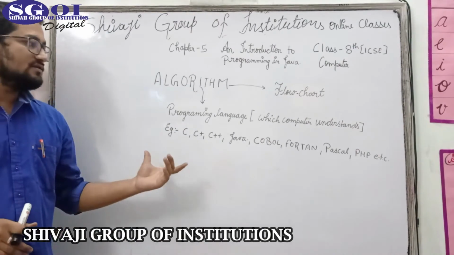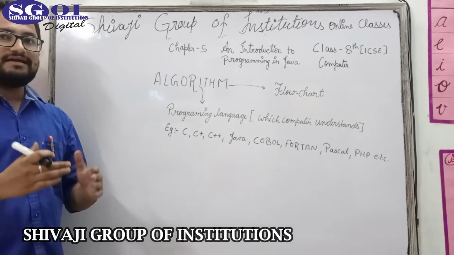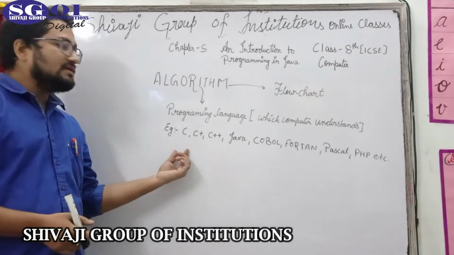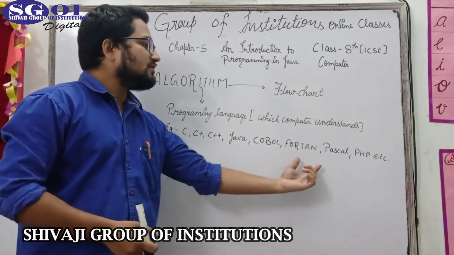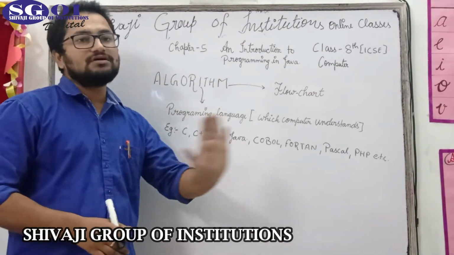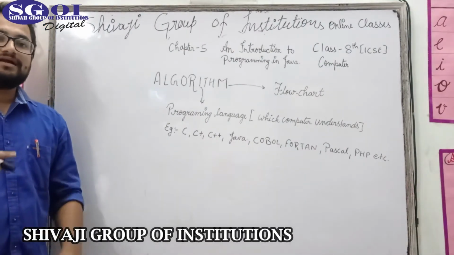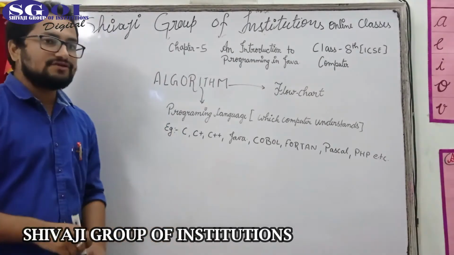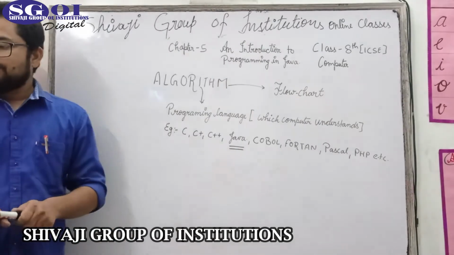Okay, so I hope you have understood what is programming language. We can tell many examples of those programming languages. They are like C, C++, Java, COBOL, Fortran, Pascal, PHP, etc. All these are computer languages. Now, in this chapter, we will be starting to learn only one language, and that is Java. Okay. So let's see what is programming.